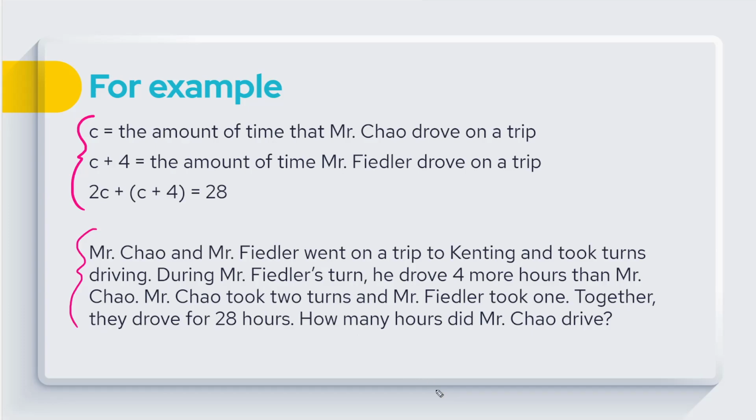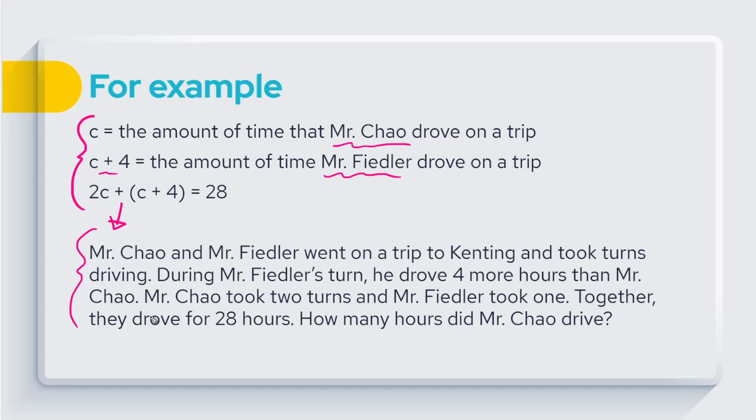So for example, we have C, which is the amount of time that Mr. Chow drove on a road trip. And then we have C plus 4, which is the amount of time that Mr. Fiddler drove on a road trip. I guess we can also have said that these are the same road trip. So 2C plus C plus 4 equals 28. So how can we write a situation out of this?